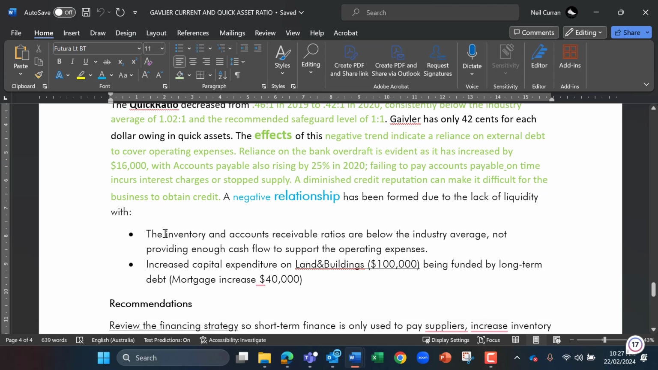Okay, so our lack of liquidity has a positive or a negative partnership with the following ratios. Inventory and accounts receivable ratios are below the industry average, not providing enough cash flow. So tell me why this is the case. And our capital expenditure or our reliance on external debt is being used to fund our business capital expansion, so in other words, buying assets, and also our expenses. You do not need to elaborate any more than that because we'll actually be analysing these two ratios in more detail in the coming paragraphs underneath this.